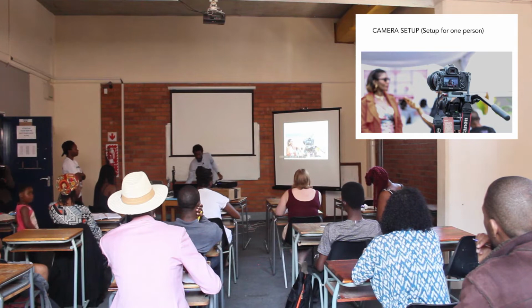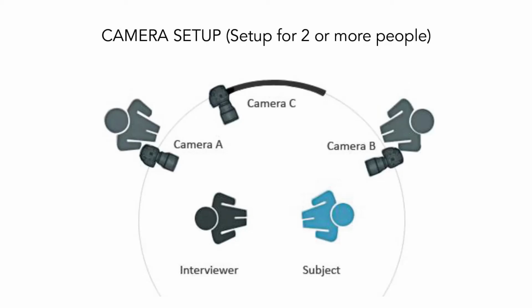Another setup that you can have is the 2 people setup, or 2 or more people. This is a bird's eye view of a 3-camera setup. So this is a 3-camera setup interviewing 2 people, or an interviewer asking the subject questions. Camera A would be focused on the subject. Camera B would be focused on the interviewer. And then camera C would be focused on both of them. So that's another setup that you can have if you're going to do interview type vlogging videos.